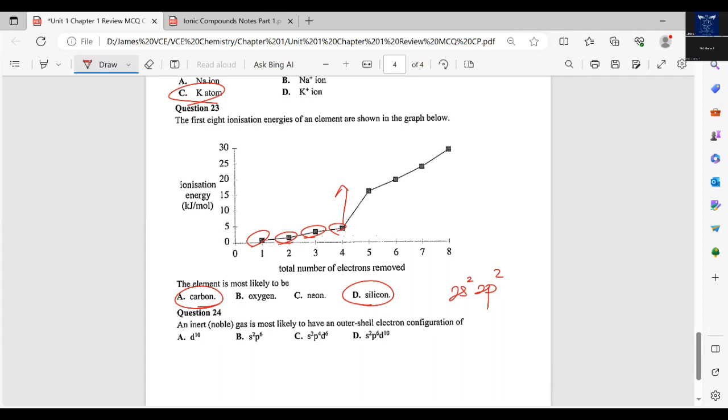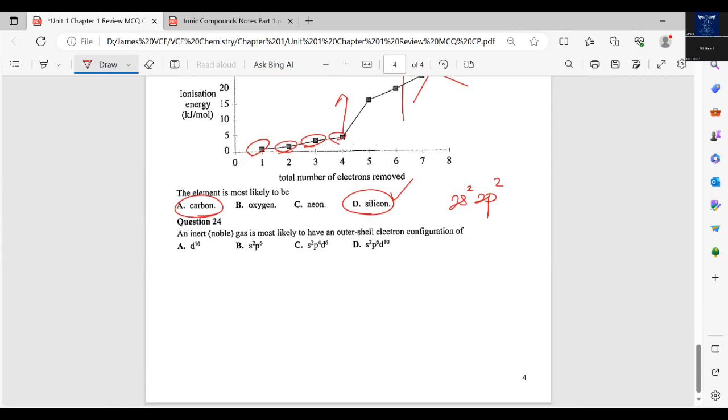Why is it silicon? Because if it were carbon, could you reach up to here? No, right? You only have 6 electrons, so you won't have this many for carbon. You have something coming out from, I don't know where the other 2 electrons come from. So it must be silicon.